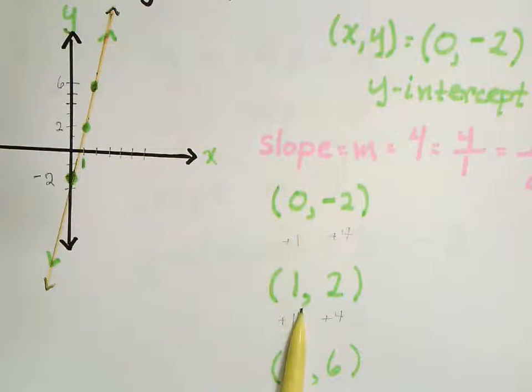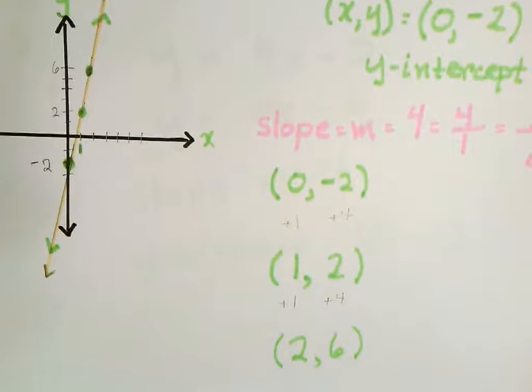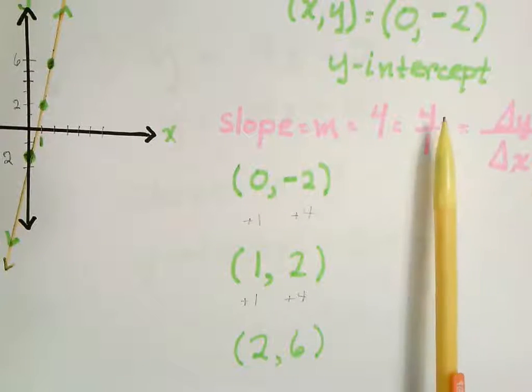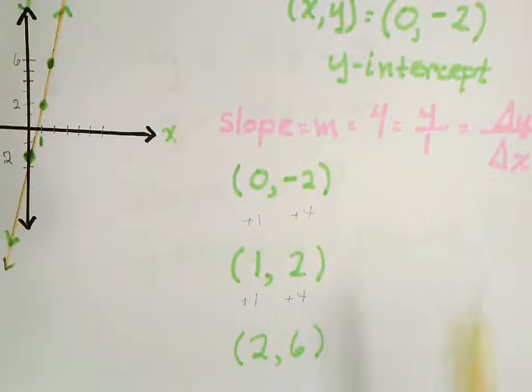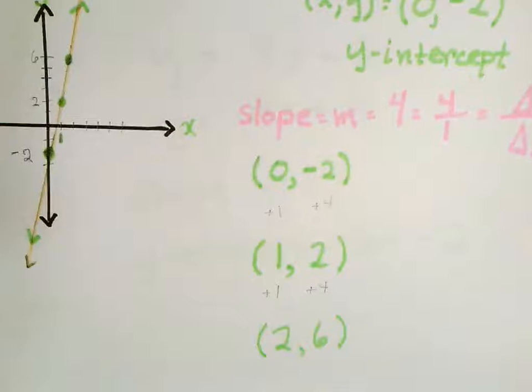0 plus 1, 1. Negative 2 plus 4, 2. So here's another point that's on the line. I can do it again. Add 4 to the y and 1 to the x, because the slope says that every time I add 4 to the y, I must add a 1 to the x. 2 plus 4 is 6. 1 plus 1, 2. So I have a third point on the line.